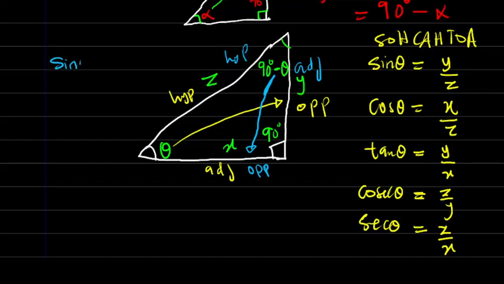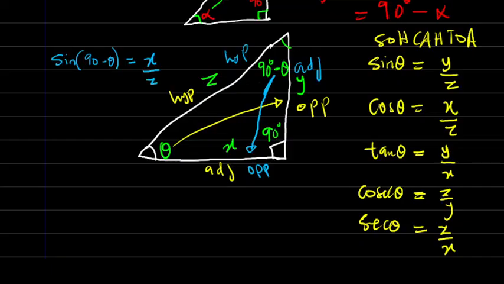Now, from here, let's go again. We have sine 90 minus theta. The opposite is now x. The hypotenuse remains the same.